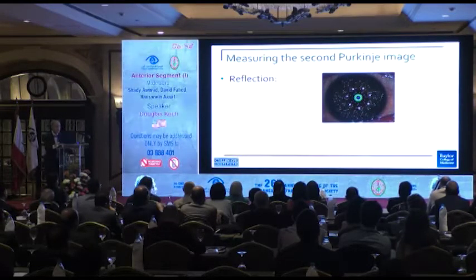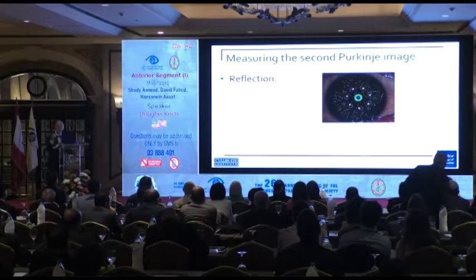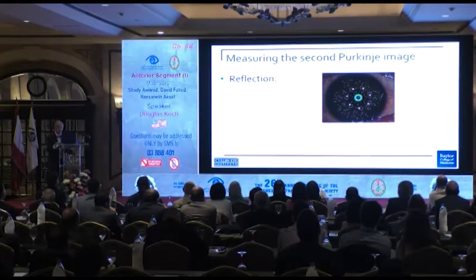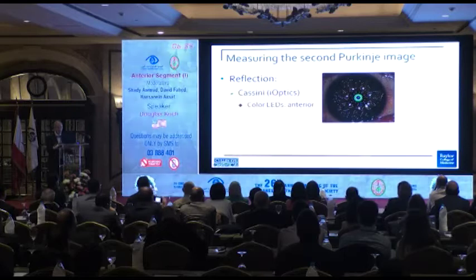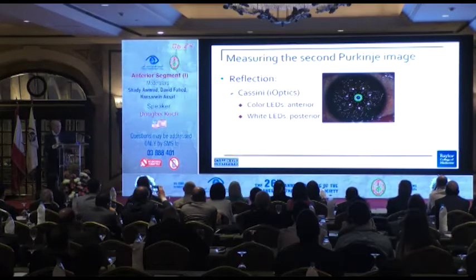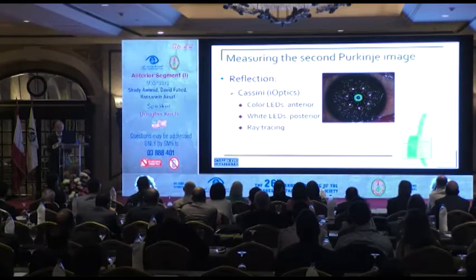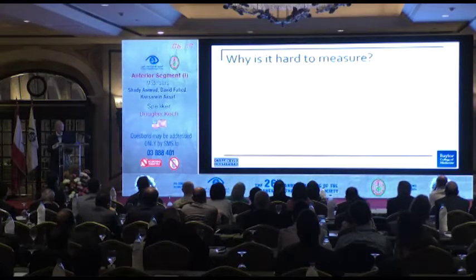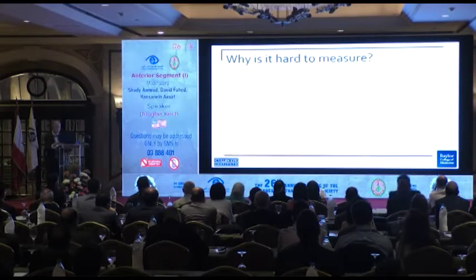There is another technology for looking at the posterior cornea, and that's using reflection. This is the image off the Cassini, and you can see the color LEDs. They're measuring anterior corneal curvature, and then you can see these seven spots. These seven spots are reflecting off the anterior cornea. But the white LEDs, those seven white LEDs, can be detected on the posterior cornea, and then they can use ray tracing to calculate corneal curvature. And I'll say a little bit more about that in the next talk.